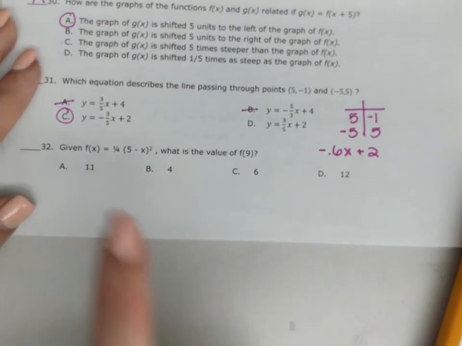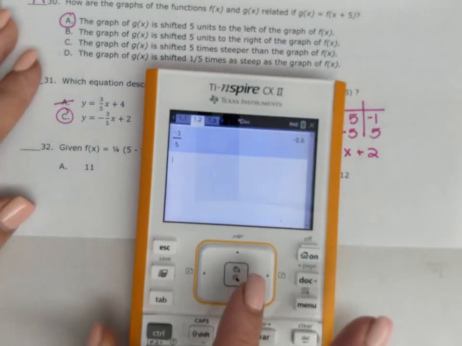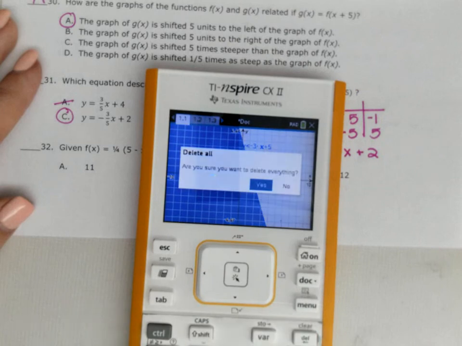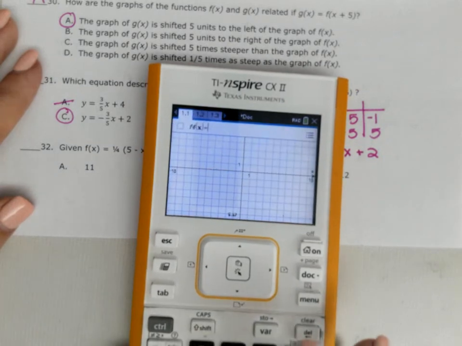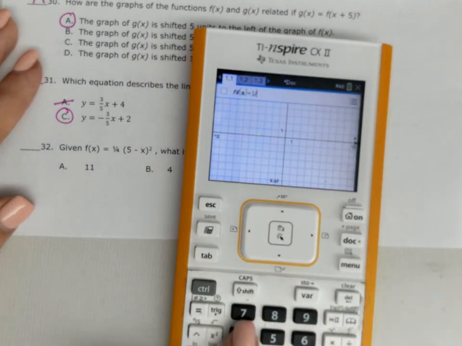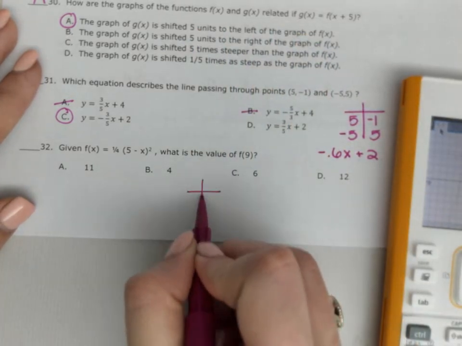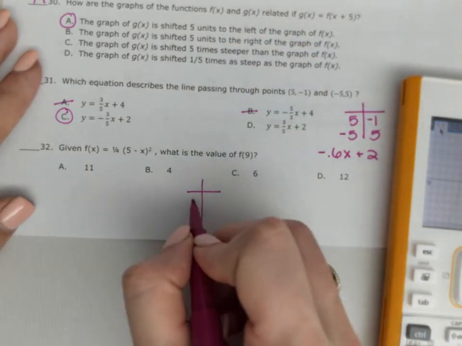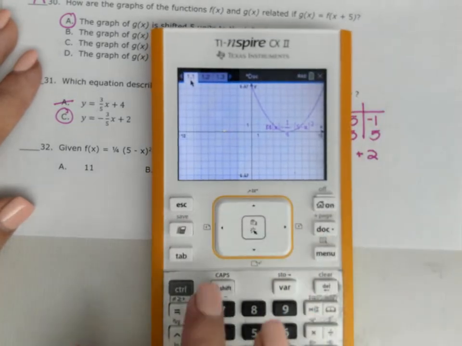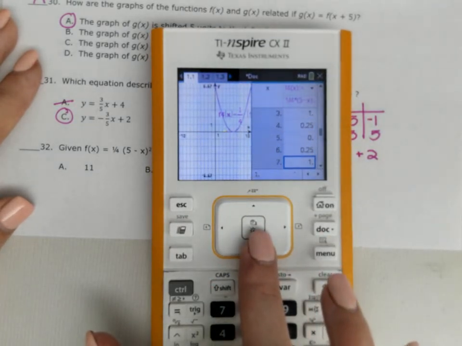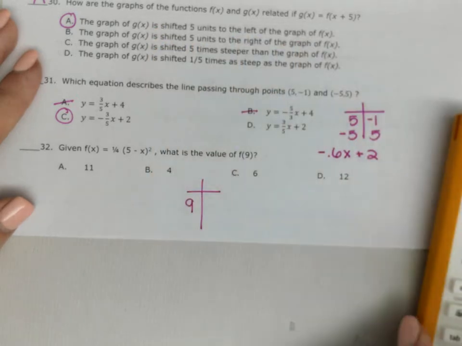Last one for this page, given f of x equals, so they're giving me an equation. Go to my graph, menu 3, 1. 1 divided by 4, parentheses, 5 minus x, close parentheses, squared. What is the value of f of 9? So 9, because it's in the parentheses, is the x value. So control T. So when the x value is 9, it is 4.